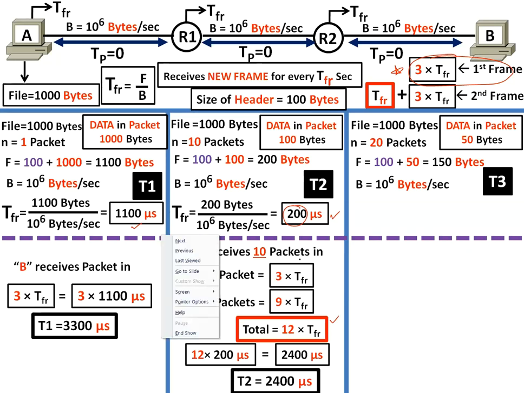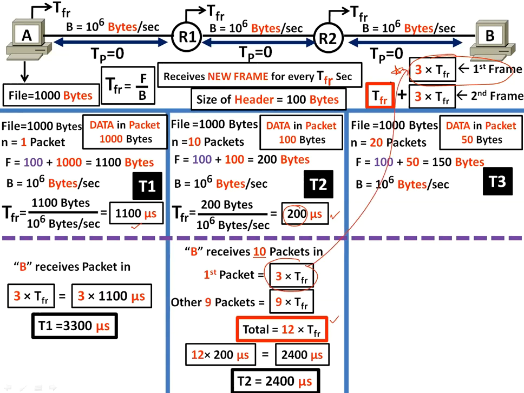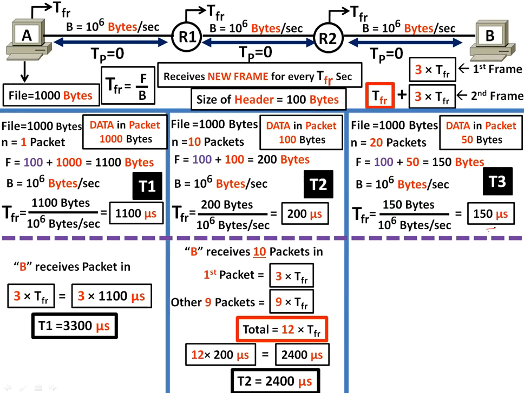I already explained to you. The first packet will take 3 TFR seconds. Afterwards, you will receive every new packet in every TFR seconds. As you have a total of 10 packets, the first packet may take a different time, whereas the other 9 packets you will receive in 9 TFR slots. Next one, again TFR you have to calculate, F by B, 150 microseconds.